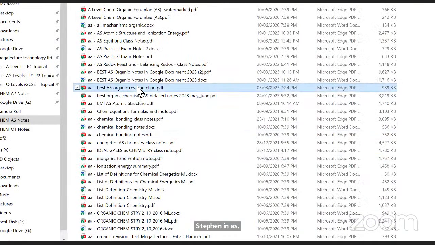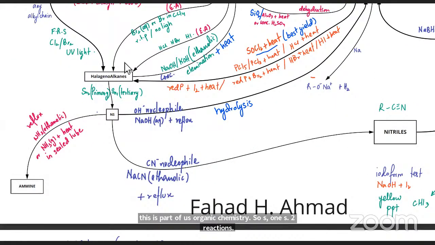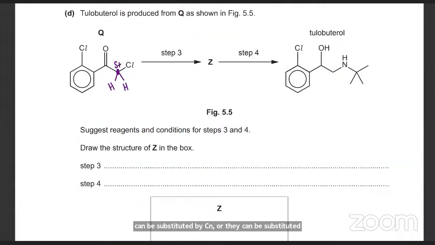So this is part of AS organic chemistry. SN1, SN2 reactions, halogenoalkanes, they undergo nucleophilic substitution reactions. Halogens can be substituted by OH, they can be substituted by CN, or they can be substituted by NH3, or it could be any amine as well. So all of them can substitute. In this case, it's going to be an amine.